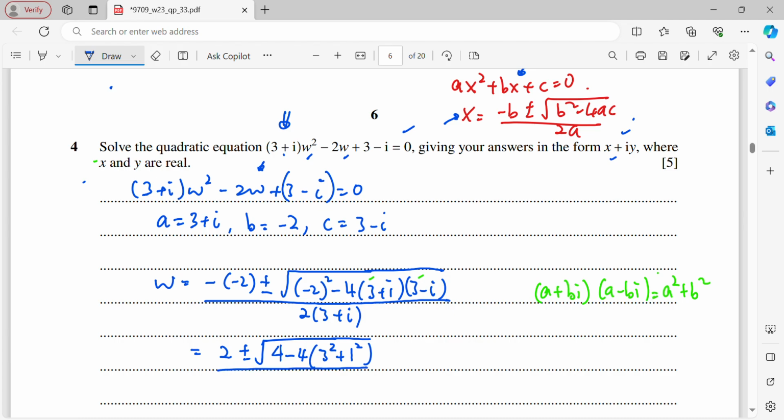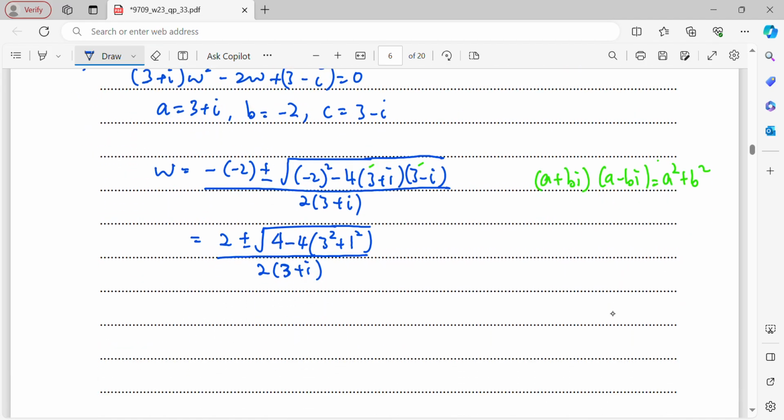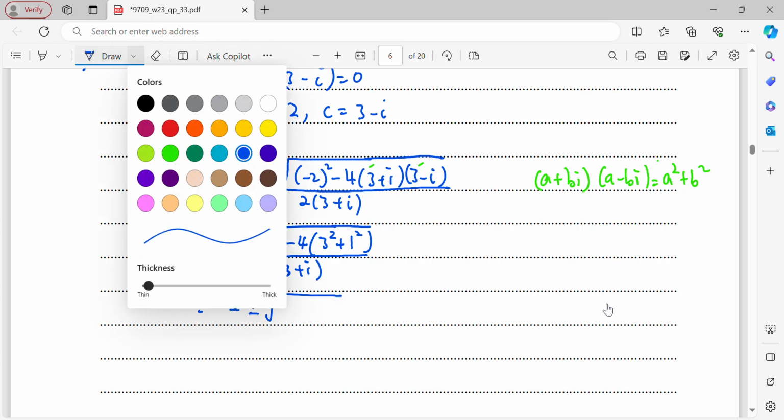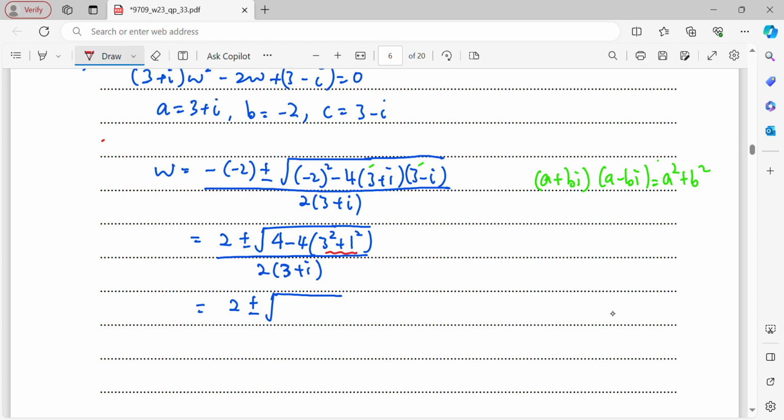Then over 2 times (3 plus i). Then from here, I will be getting 2 plus minus. Okay, so when you check this calculation, this is 10. 3 squared plus 1 squared is 10. 10 times 4 is negative 40. So 4 minus 40 is basically negative 36. So I will write negative 36, then over 2 bracket 3 plus i.